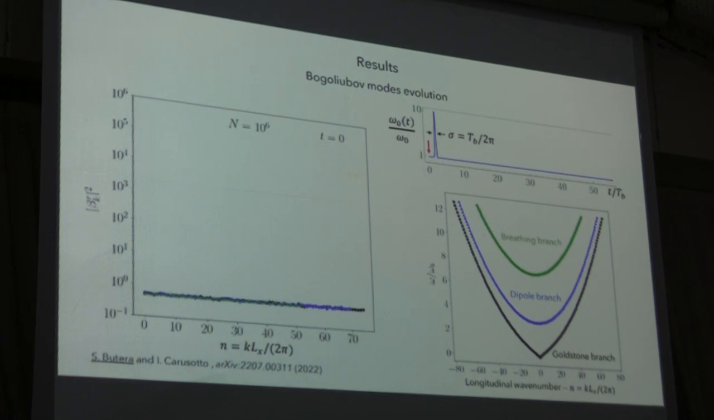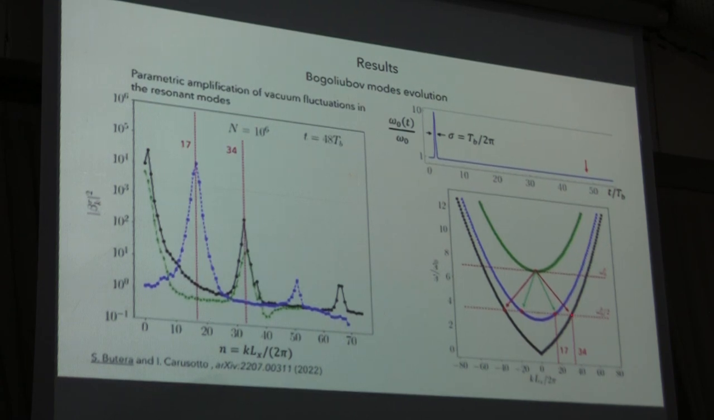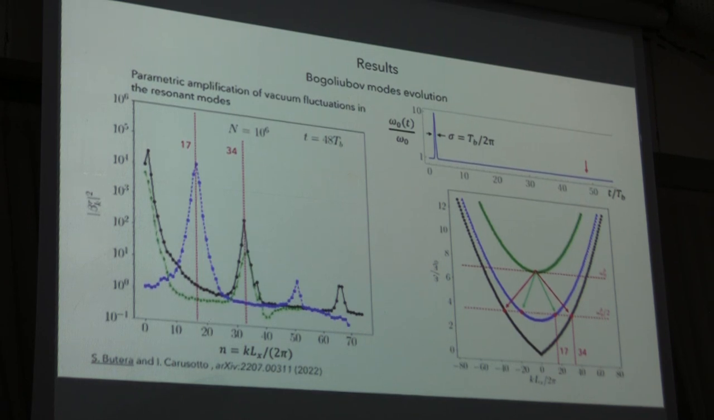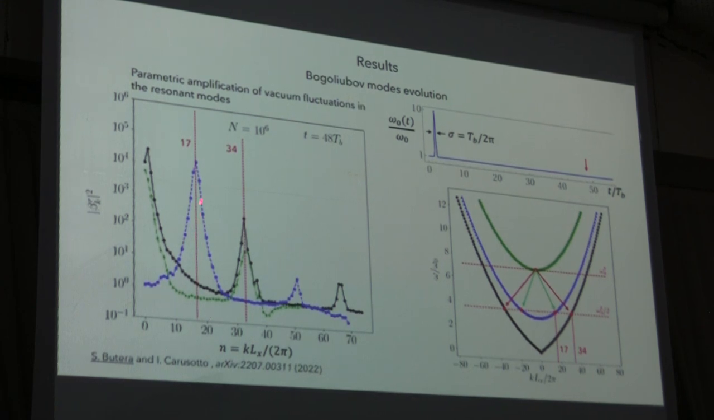So I'm preparing my system in this mode here at k equals 0 in the breathing branch, and I let the system evolve. After a few oscillations, these oscillations parametrically amplify the vacuum fluctuations that are in the resonant modes between the dipole and Goldstone branches, which have a wave vector different from zero. So it's a down conversion process. And you see this effect in the establishment of massive peaks in these resonant modes, both in the dipole and the Goldstone branches.